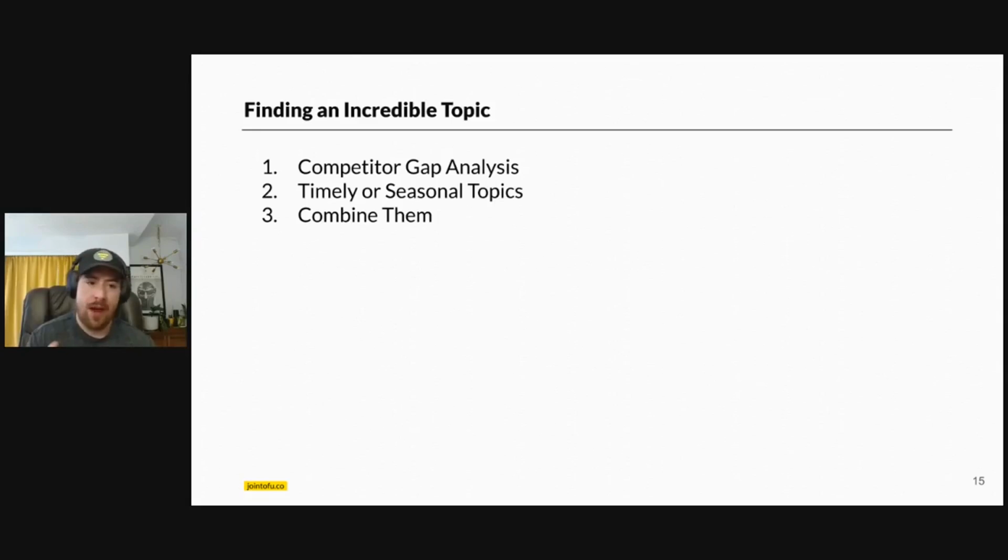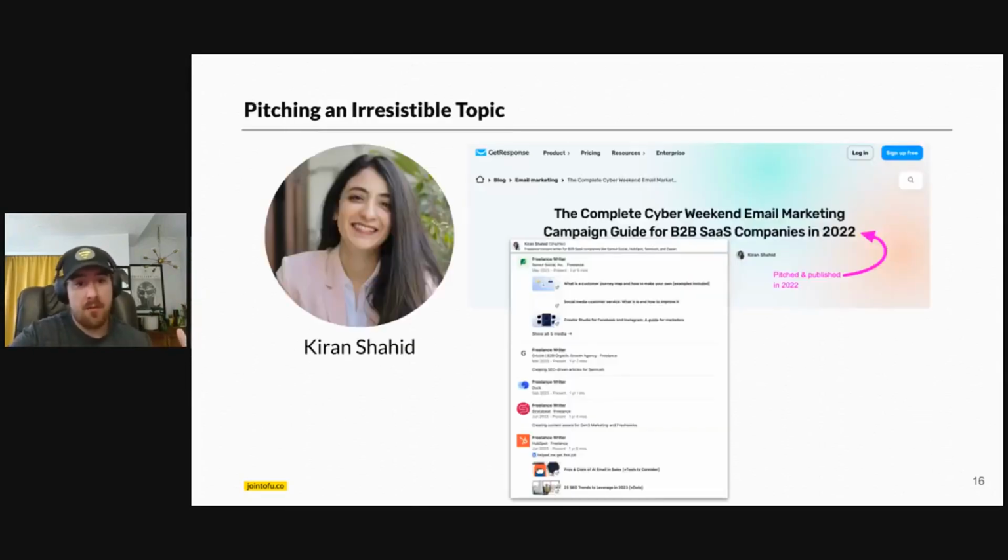So 3 strategies that you can use here, and we'll look at an example again in just a second. One is to conduct a competitor gap analysis. Number 2 is to look for timely or seasonal topics. And then number 3, which I think is probably the most effective, is to combine those 2 approaches. So again, let's look at a real world example from one of the freelancers that I interviewed.